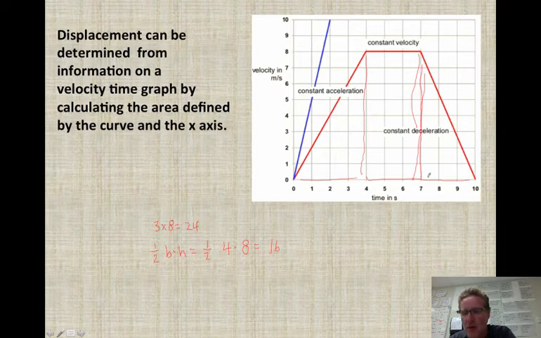And then we can do this other triangle, and our base is going to be 3. So again, we're using 1/2 times base times the height. So 1/2 times 3 times 8.